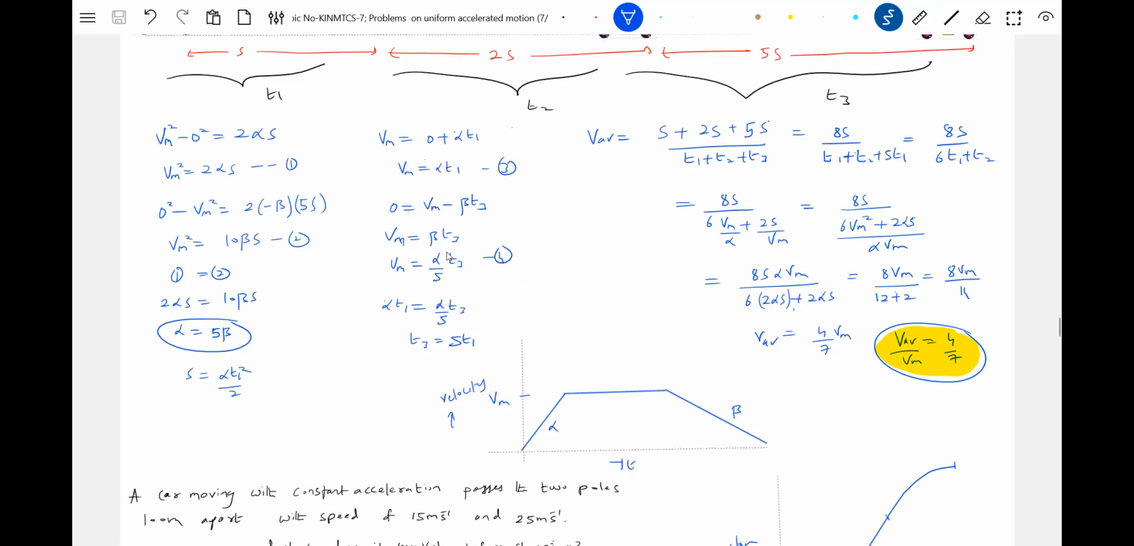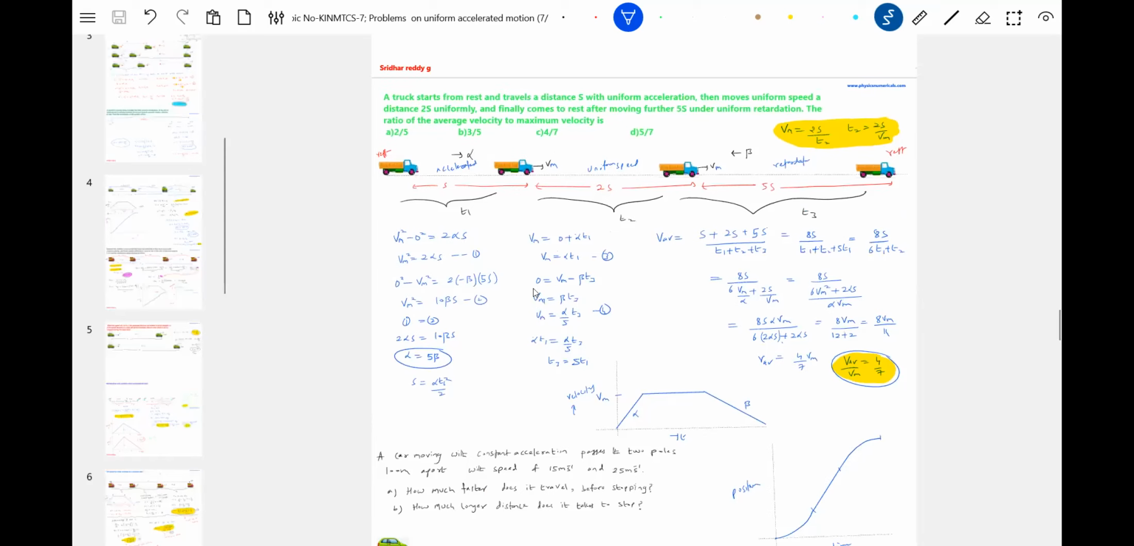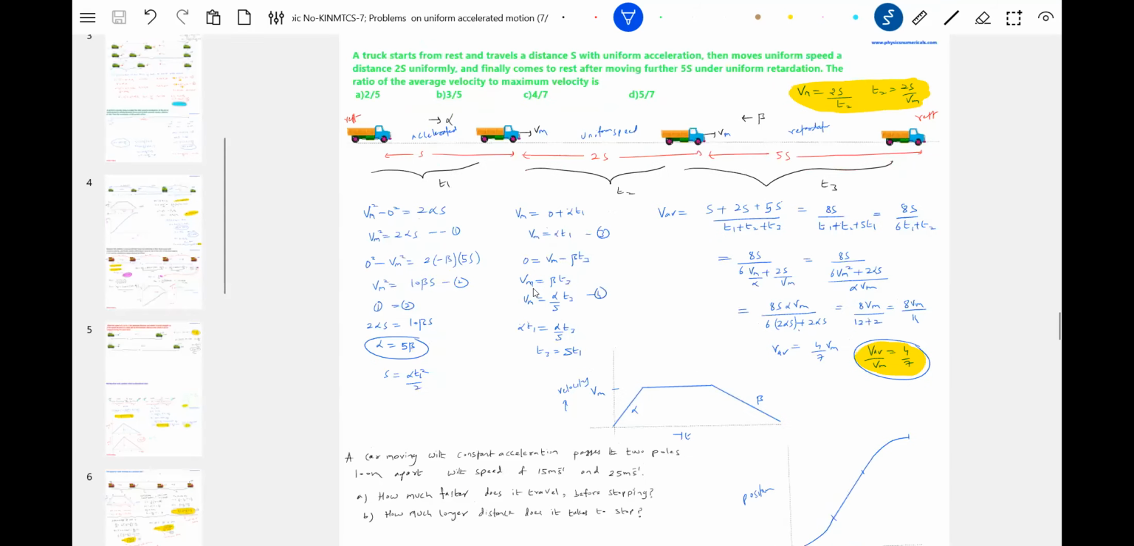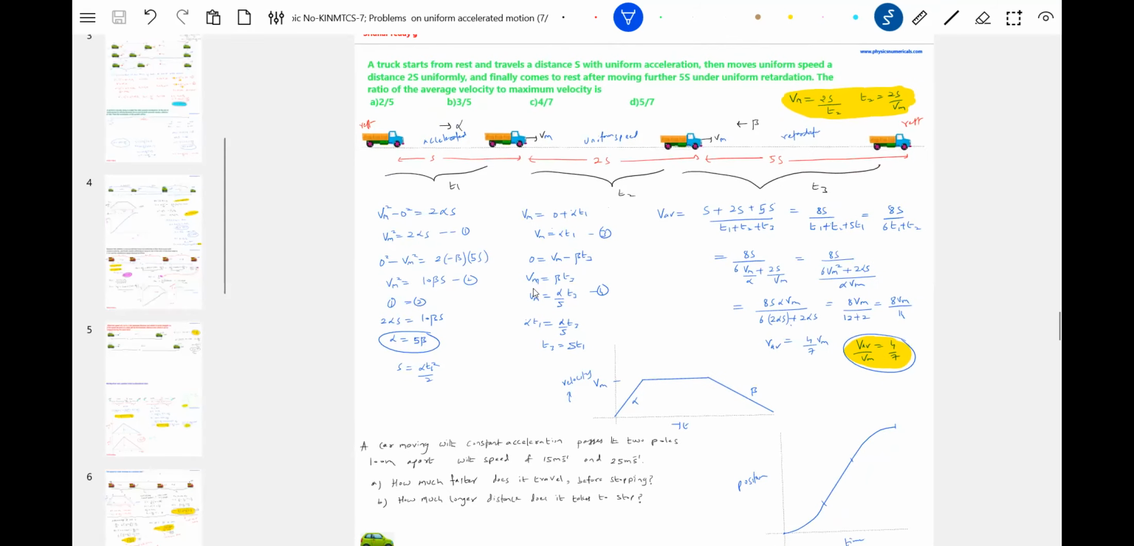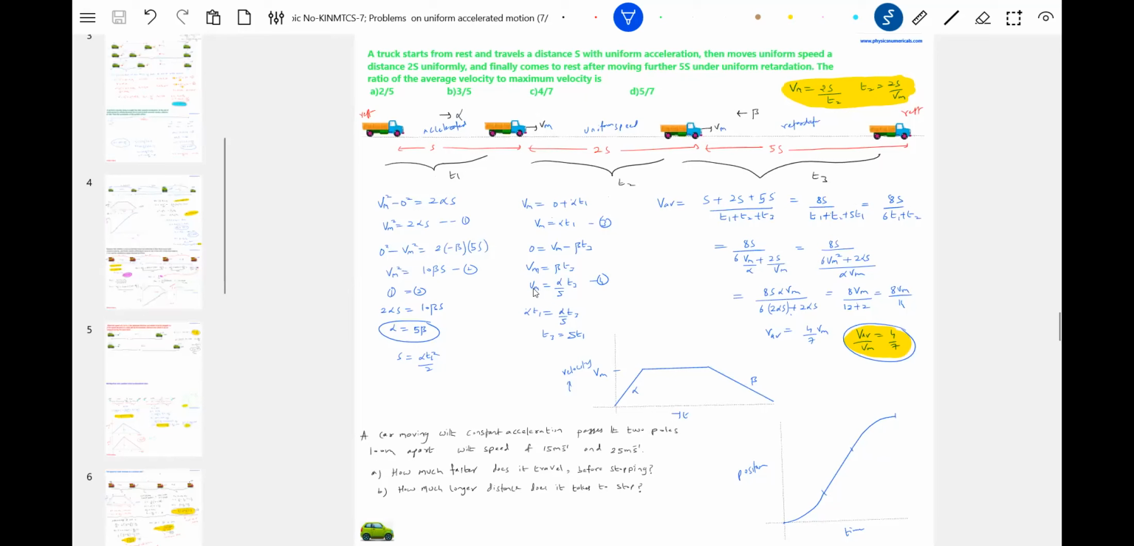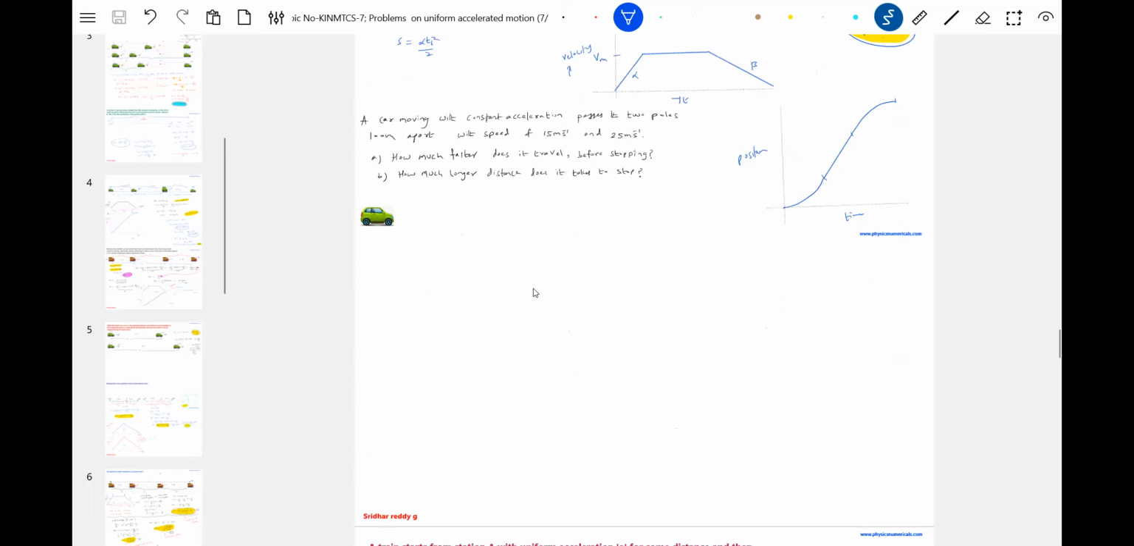Okay, the overall description of what we did. It's all about understanding the situation, then writing equations of motion, then identifying the unknown that is asked and how we can determine it. That is what we have to constantly search for. Most of the numericals of accelerated motion will be of this kind. Okay, we'll take the next one.